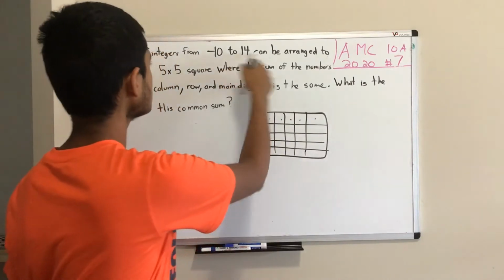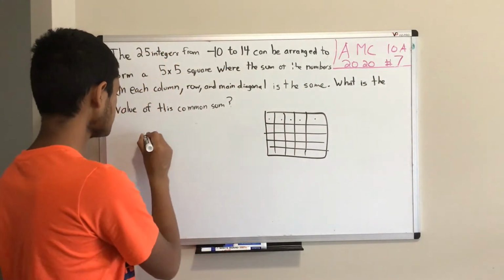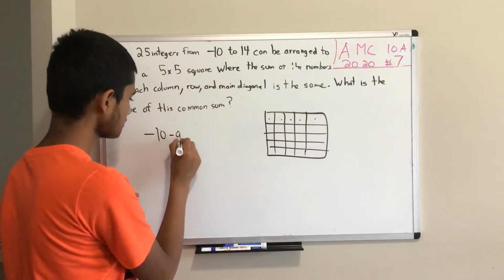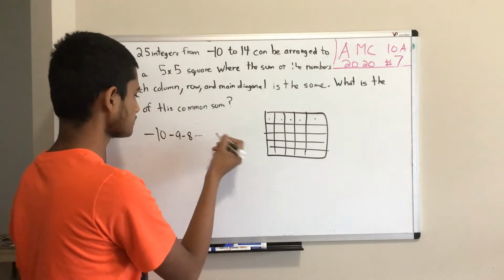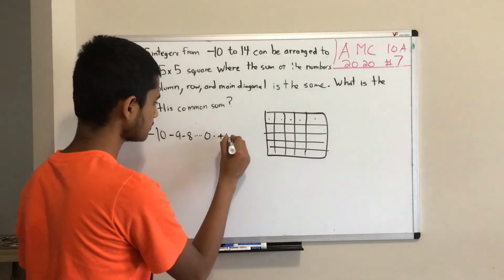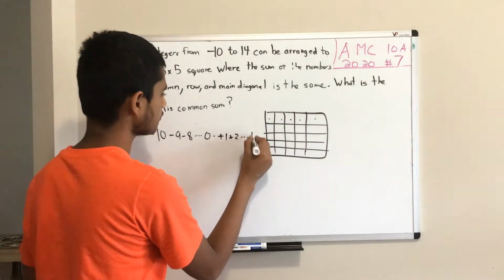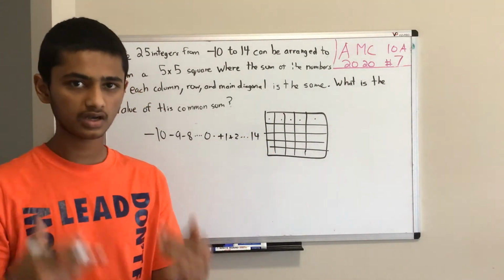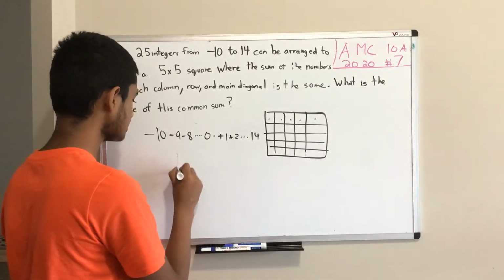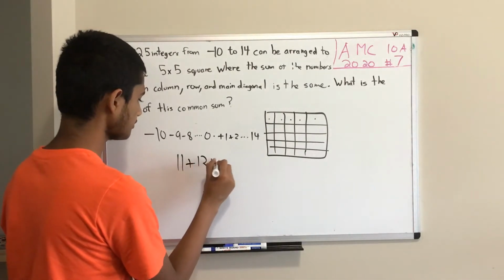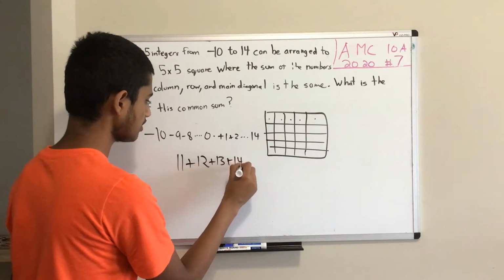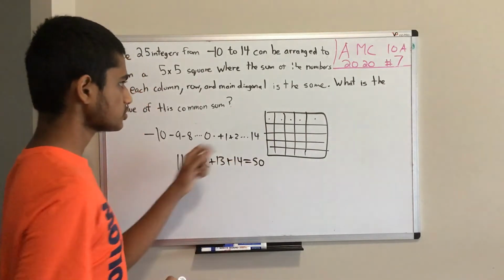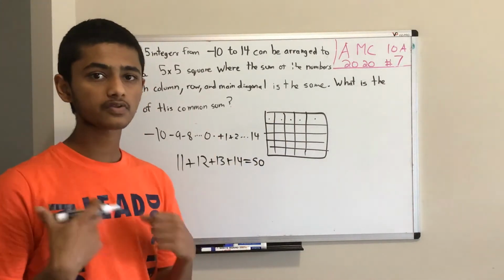So what is the sum of all the numbers over here? So that's going to be -10, -9, -8, all the way to, and then 0, and then +1, +2, all the way to 14. So the -10 cancels out with the +10, -9 cancels out with the +9, etc. And this just leaves us with 11, +12, +13, +14, which is simply just 50. So 50 is the sum of every single number in the box.